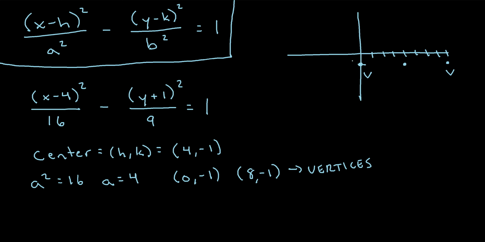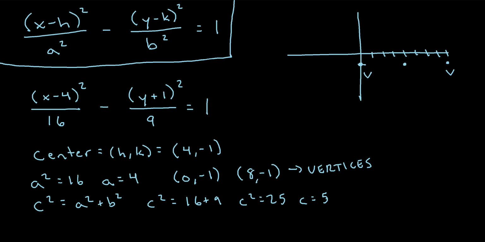Now, to find the foci, we need to recognize that the following relationship exists: c squared is equal to a squared plus b squared, where c is the distance from the center to the foci. We know that a squared is 16. The b squared is simply the other denominator, so that's 9. So we can write c squared is equal to 16 plus 9, so c squared is equal to 25. If we take the square root of each side, we can see that c is equal to 5.